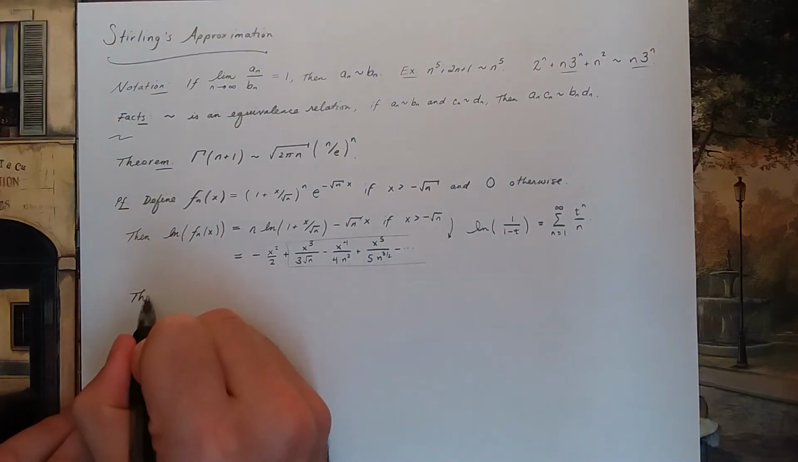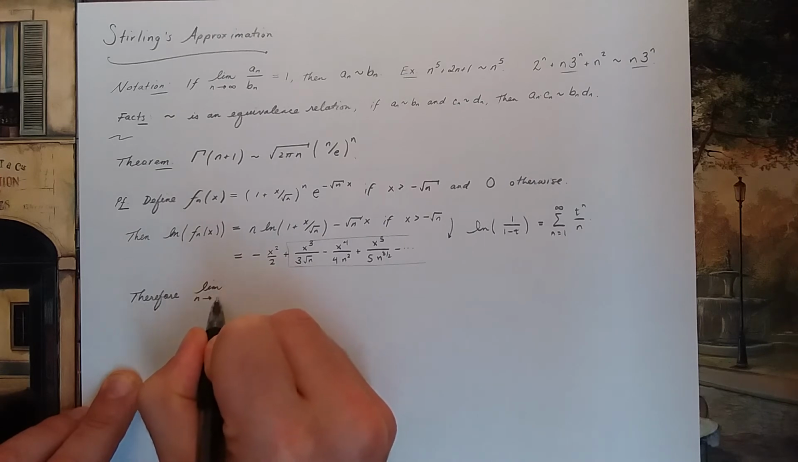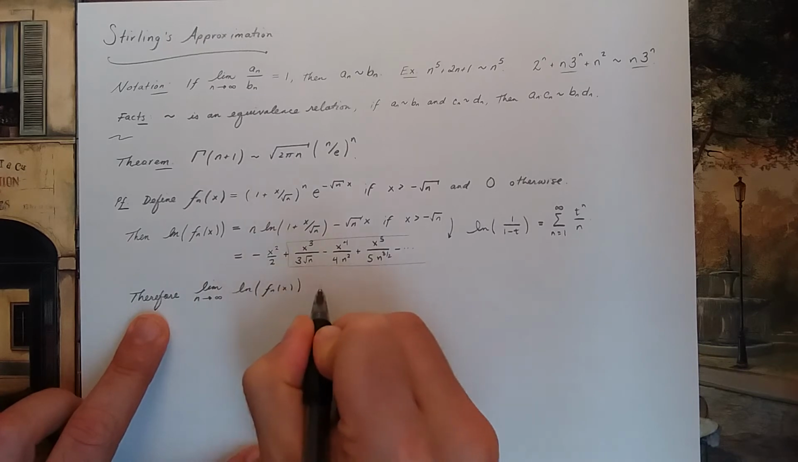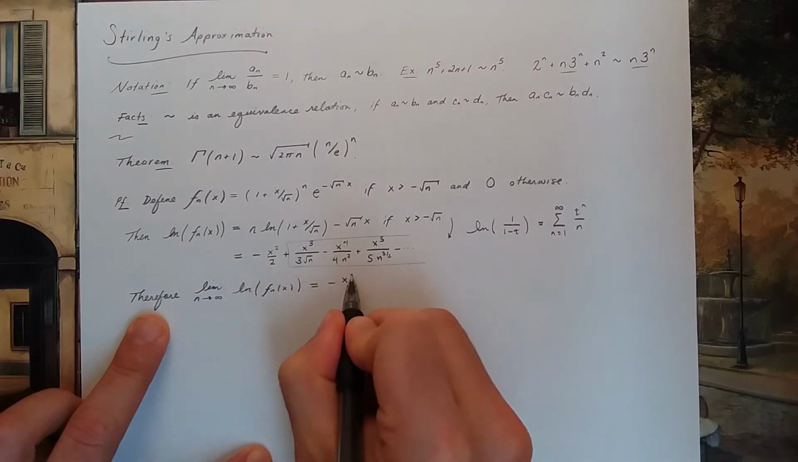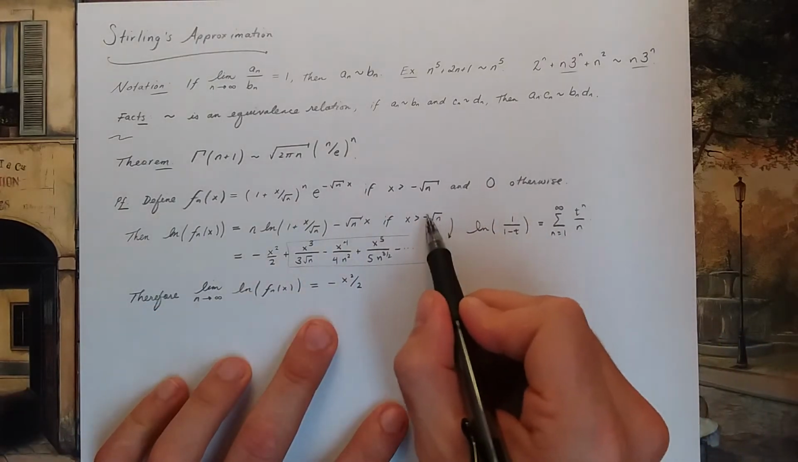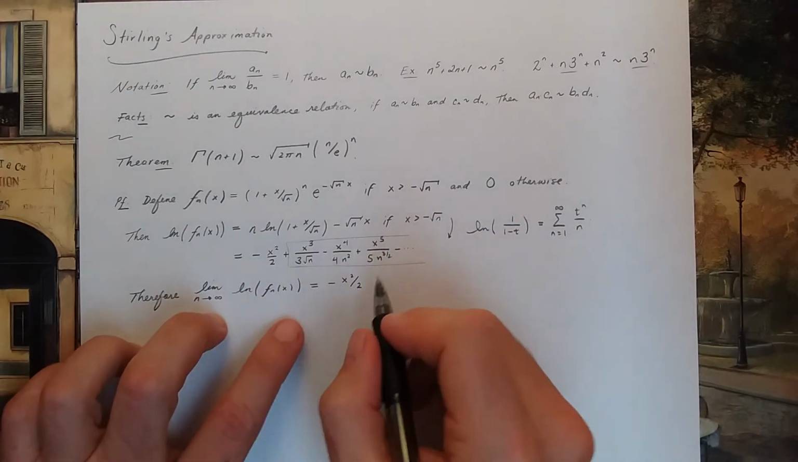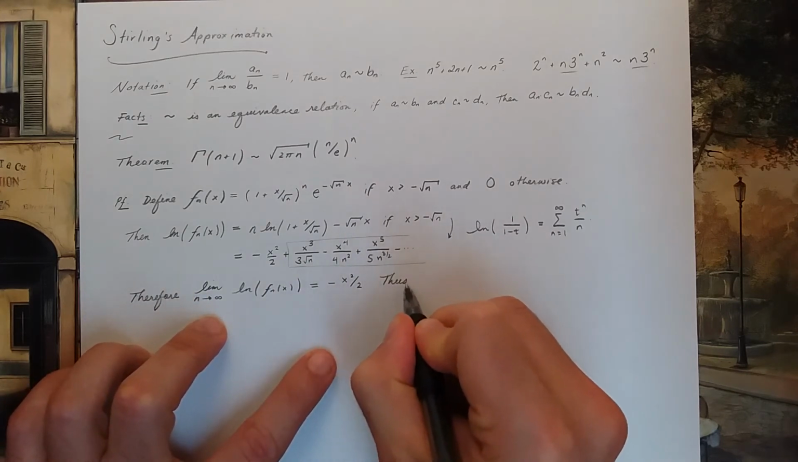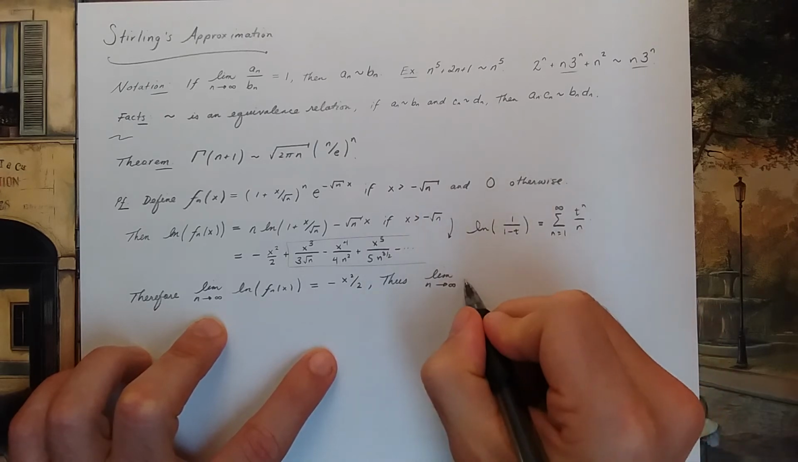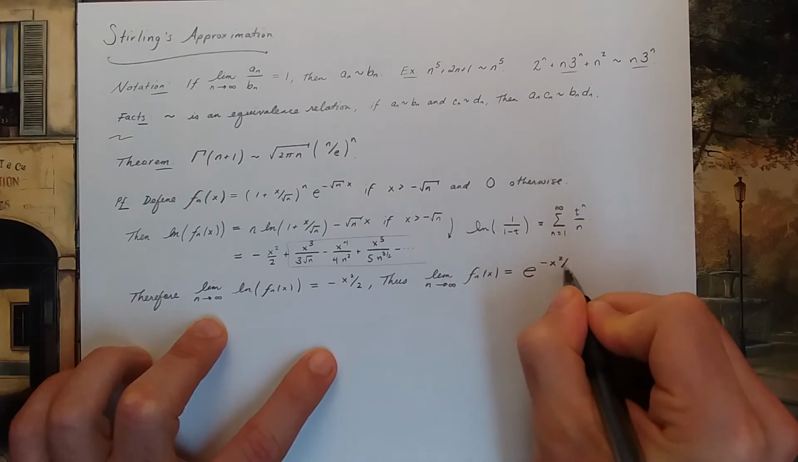So what this means is, therefore, the limit as n goes to infinity of log fn of x is simply minus x squared over 2. By the way, as n goes to infinity, this condition enlarges to encompass the entire real line. So I have this is true for all x, and thus the limit as n goes to infinity of fn of x is e to the negative x squared over 2.